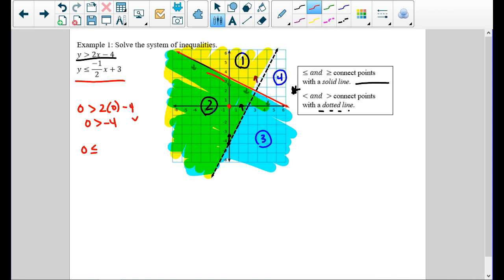0 less than or equal to negative 1/2 times 0 plus 3. Half times 0 is 0. Is 0 less than or equal to 3? Yes. So it satisfies both equations. So that's the area I need to shade. So only this green area is where I'm looking at for my shading.